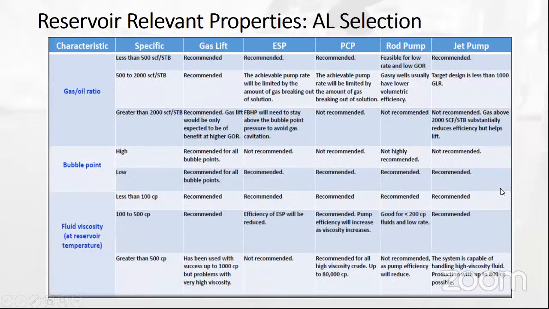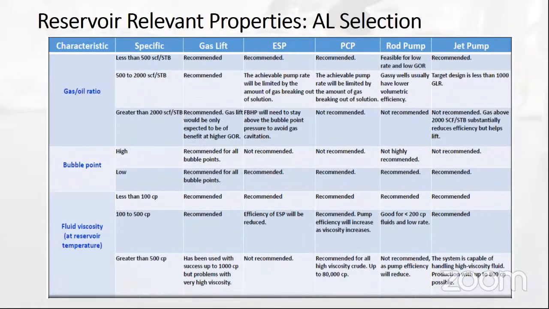To install any type of artificial lift, you should also consider the reservoir fluid properties, like the gas oil ratio, the bubble point, and the fluid viscosity. For example, for the gas oil ratio, if we have a high gas oil ratio, in case you apply ESP artificial lifting, this high volume of gas matters: if your flowing pressure decreases below the bubble point, some free gas will get out of the oil.